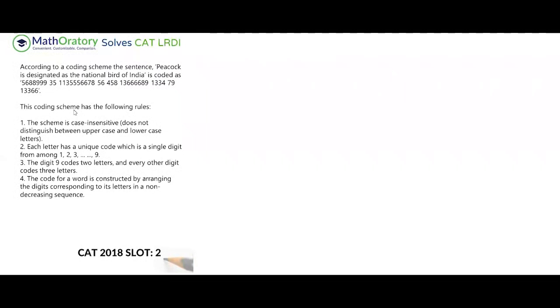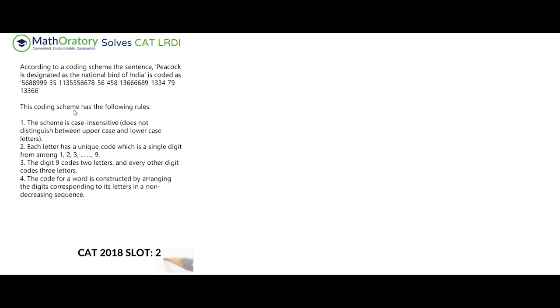Okay, so this is a coding question. It's mentioned that this sentence, "Peacock is designated as the national bird of India," is coded as follows. So there are corresponding words and numbers code. You can count the number of letters. You'll easily identify that peacock has 7 letters and 5688 999 has 7 letters.